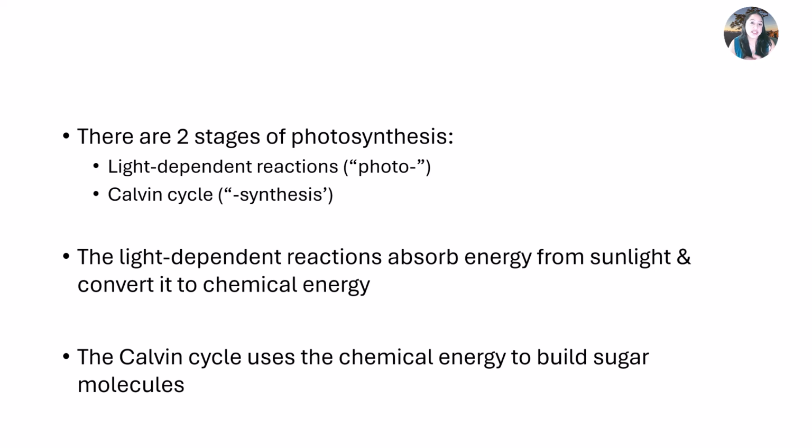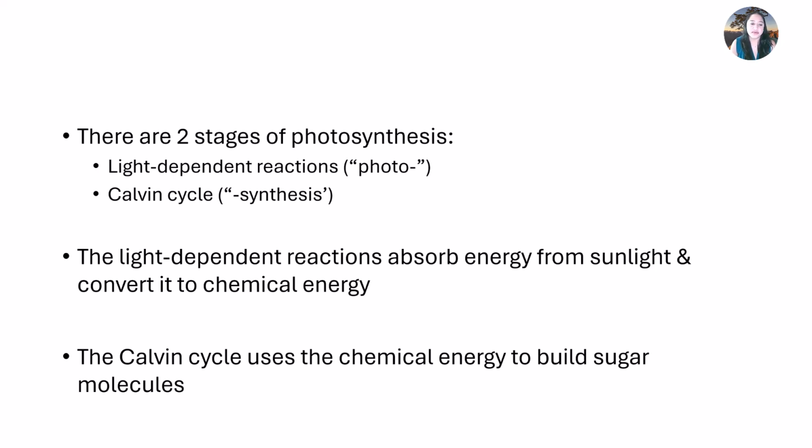There are two stages, or phases, of photosynthesis. Kind of like cellular respiration, it's big parts. The two stages are the light-dependent reactions and the Calvin cycle. If we were to break down the word photosynthesis, it's kind of showing the way those two processes work. Light-dependent reactions is the photo part. That's what depends on the light. And then the Calvin cycle is the synthesis part. That's what drives making the actual glucose molecule.